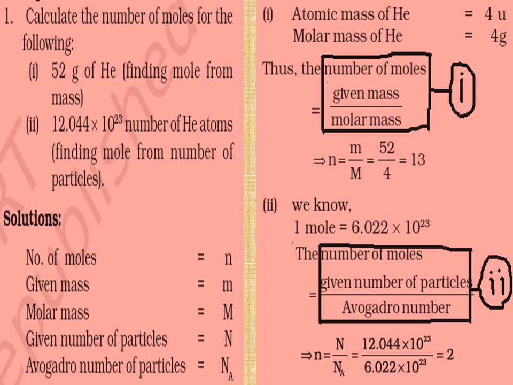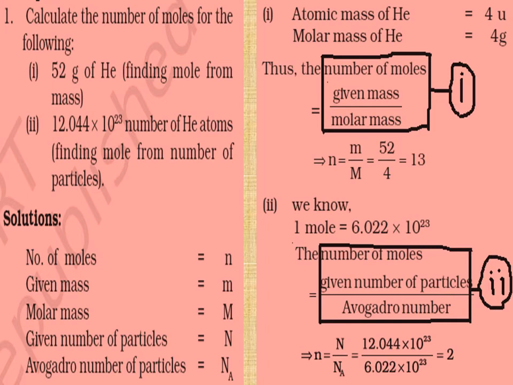Now, as we discussed in our previous slide, we have formulas. The portion marked in black on the right-hand side is one formula for moles: number of moles is equal to given mass divided by molar mass. Another formula is the given number of particles divided by Avogadro's number, which is 6.022 × 10^23 particles.